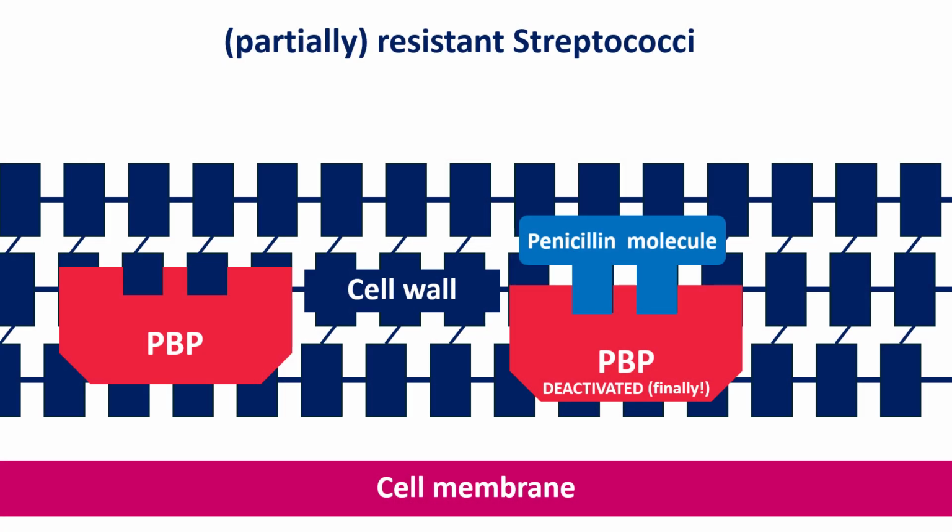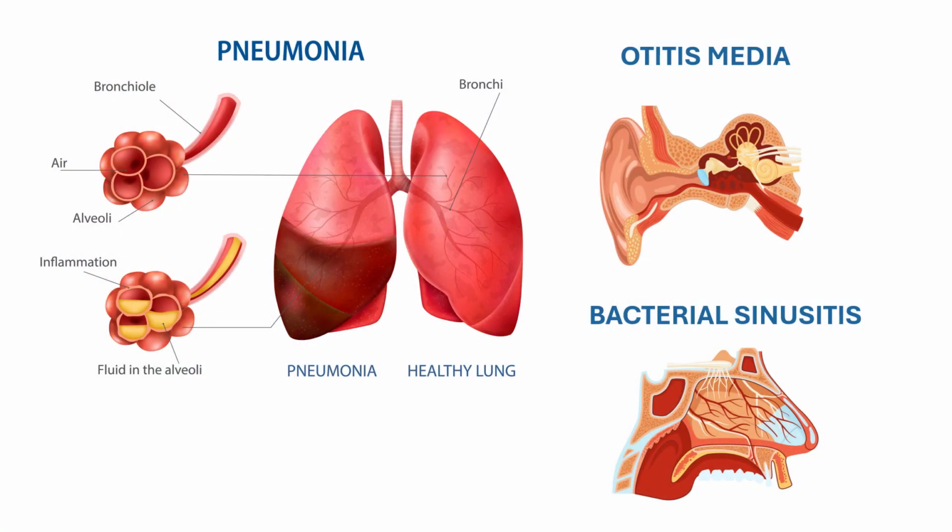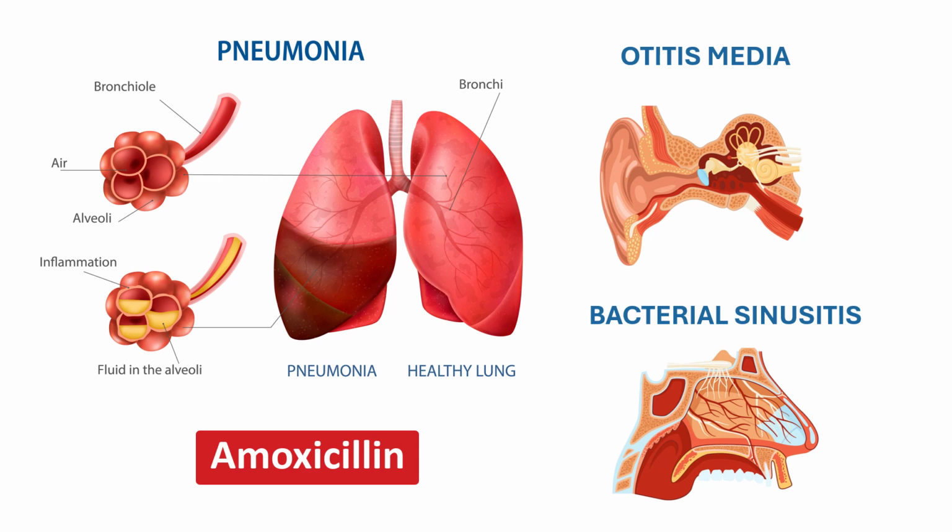Therefore, amoxicillin, especially with higher dosing, can even cover the strains of Streptococcus pneumoniae that are partially resistant to penicillin. And this is why in many guidelines you will see amoxicillin, not the simple penicillin, listed as the first-line treatment for all respiratory infections caused by pneumococcus, like community-acquired pneumonia, otitis media, and acute bacterial sinusitis.